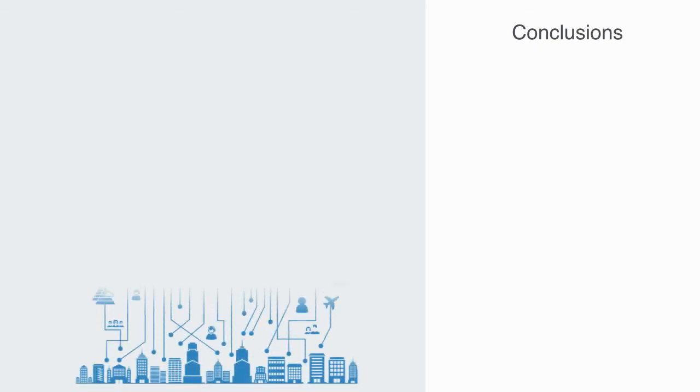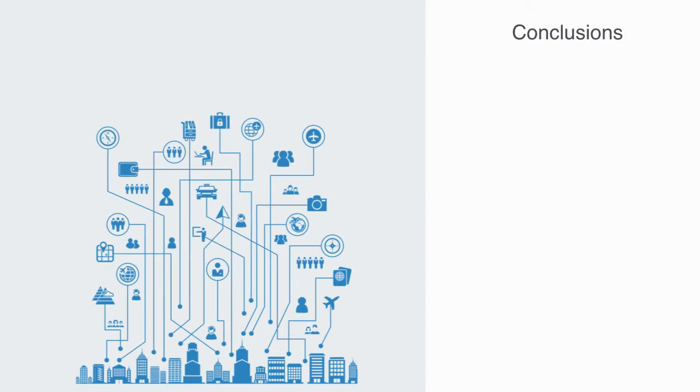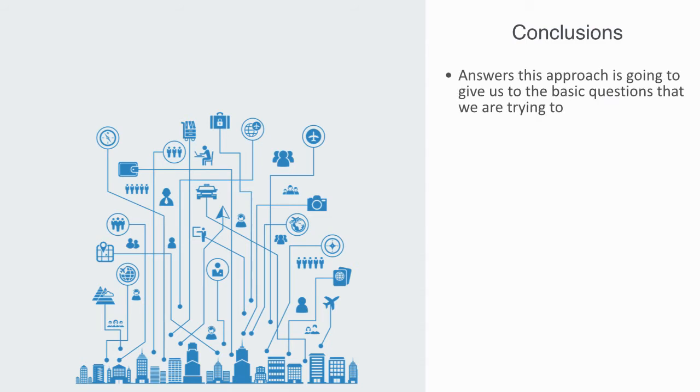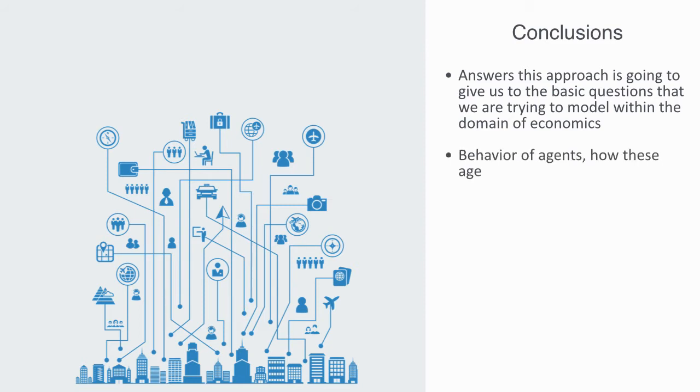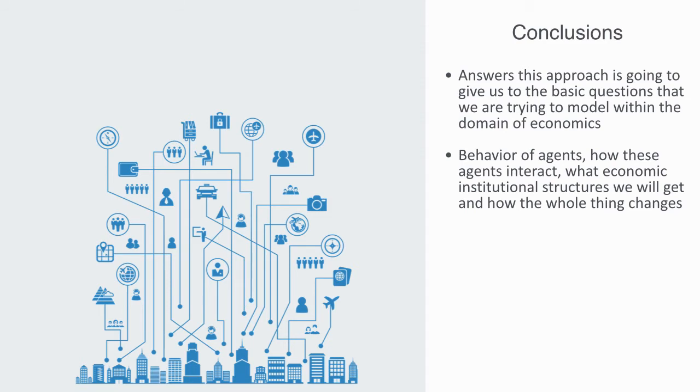So what we've presented here is basically a very high-level view of the whole approach that complexity economics is going to use. I'll flesh this out further in the rest of this video to give us a quick overview to what answers this approach is going to give us to the basic questions that we're trying to model and describe within the domain of economics. That is, a model to the behavior of agents, how these agents interact, what economic institutional structures we'll get from this, and how the whole thing changes.